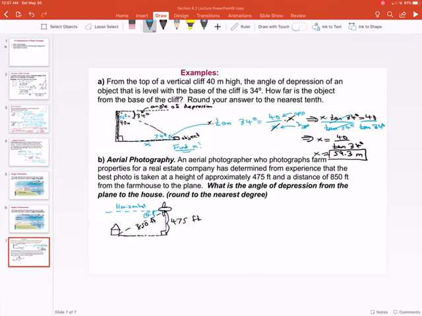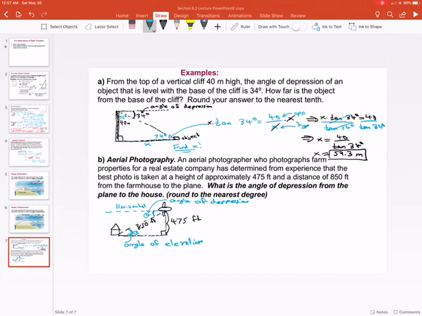Now, that's the angle of depression. And we know from geometry that this is also theta. This will be the same. So this is our angle of elevation. The angle of elevation is always congruent to the angle of depression, because those are alternate interior angles. So we've got to find theta.